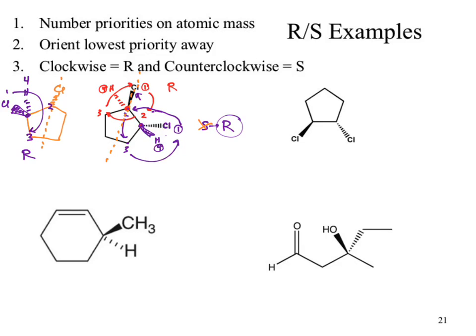Lowest priority? Lowest priority, yeah. What if it's not aimed at or away from you? Now you have to investigate it in 3 dimensions. My argument, at least when I went through and did this, and still do, would be to redraw the structure, rotating it so the lowest priority is aimed away from you.